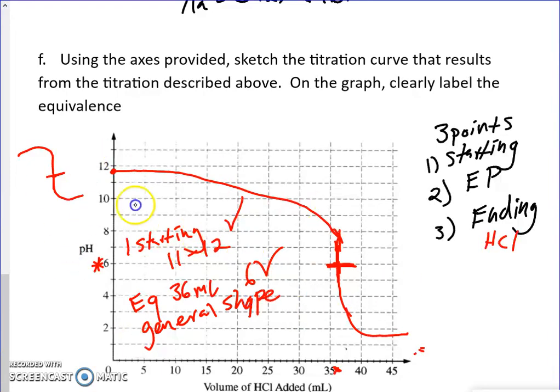Easy peasy, or at least for part F of this particular problem. Not too bad. These problems are not as scary as you seem to think they are.